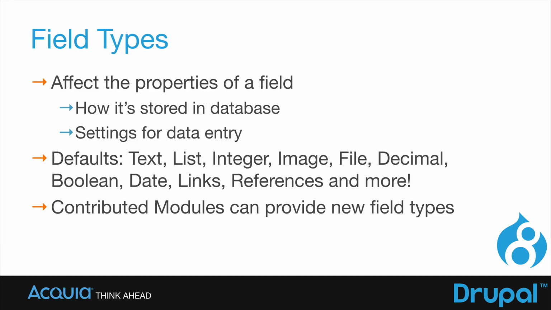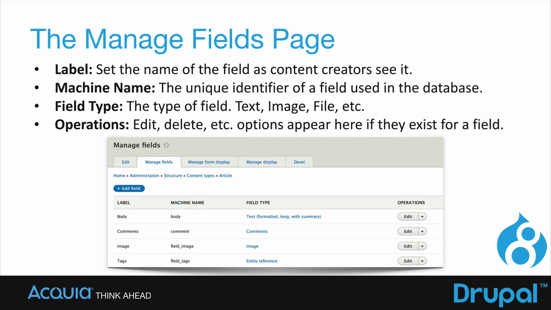This is how items are stored in the database, and all the settings for data entry are listed in the field type. Text, list, integer, image, file, decimal. Anyway, it goes on, and we'll look at some of those. And always remember, contributed modules can provide new field types. Once we set up our fields, you'll see the Manage Fields screen represented on the screen. We'll take a look at this as we go as well, and this is where we'll spend a little bit of time over the next several videos.